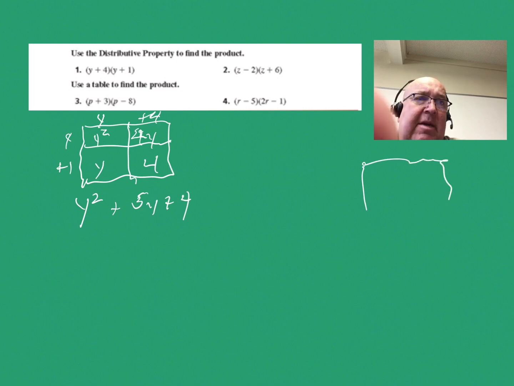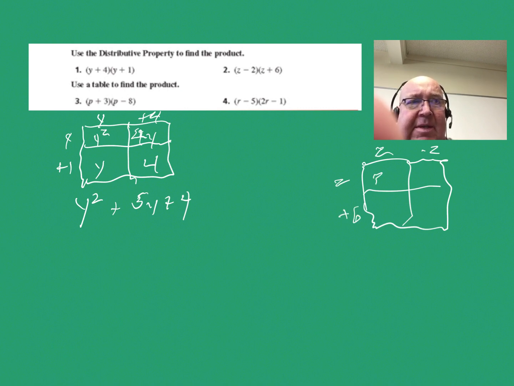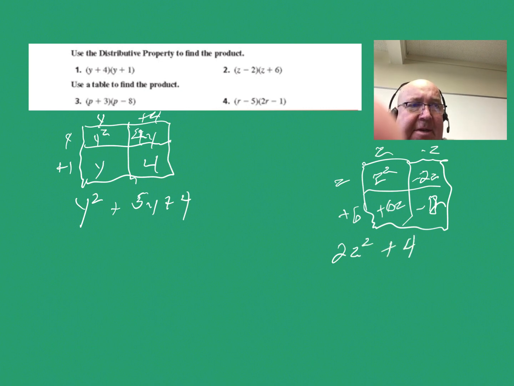Again, I have z minus 2, z plus 6, z squared minus 2z plus 6z and minus 12. I end up with z squared plus 4z minus 12.